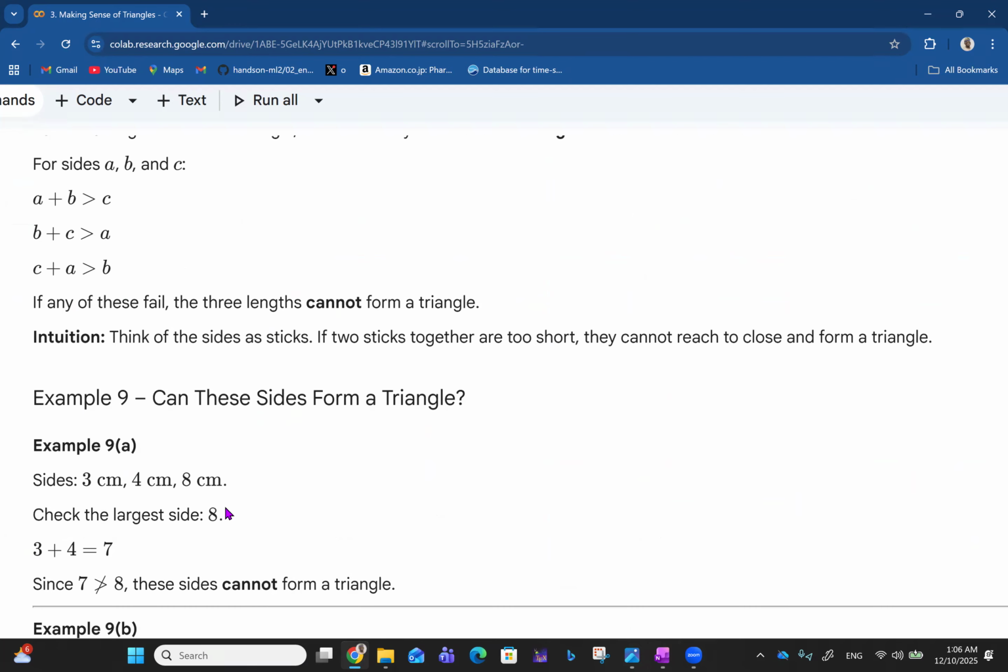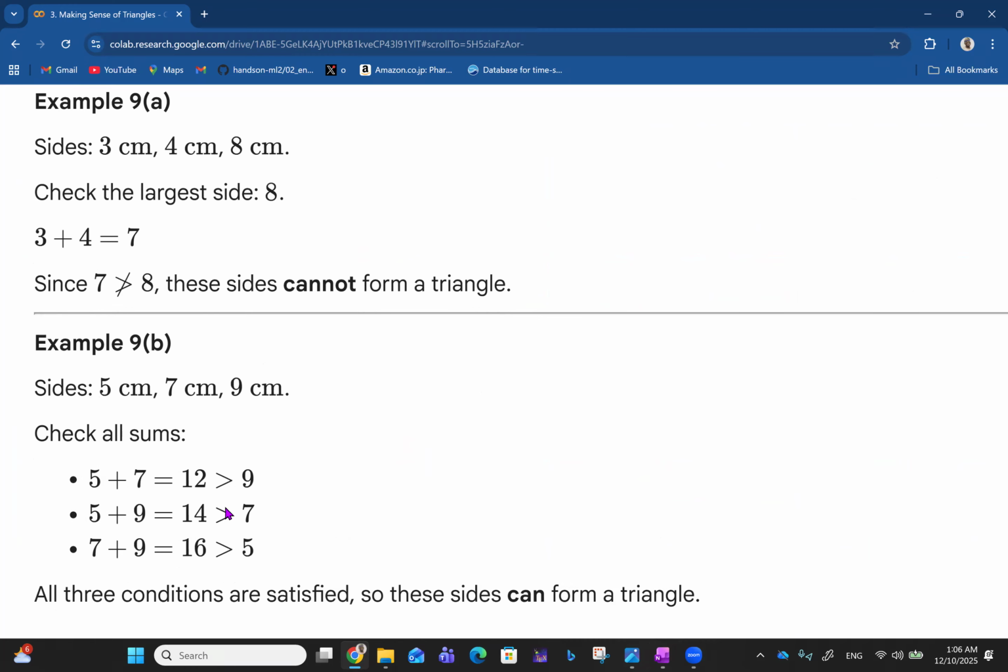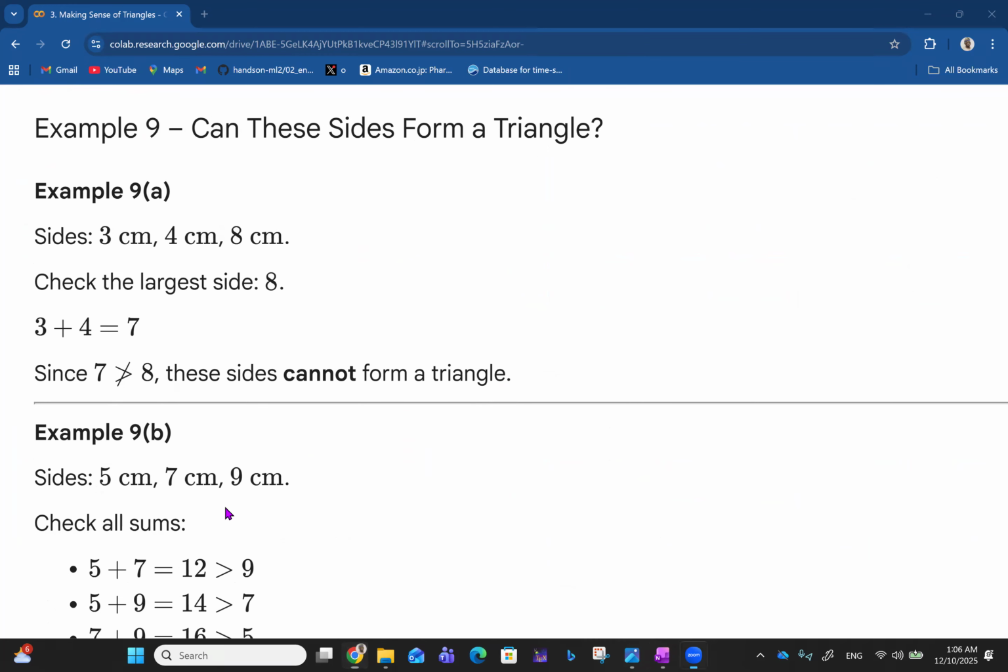I've learned about triangles all my life, but I never came across this idea. So can these sides form a triangle? Let's try 3, 4, and 8, for instance. 3 plus 4 is 7, and 7 is not greater than 8.